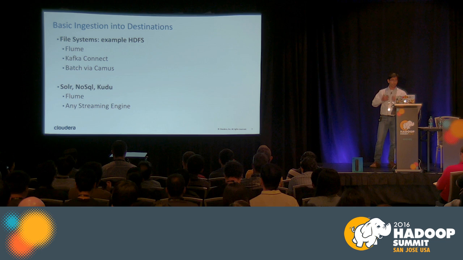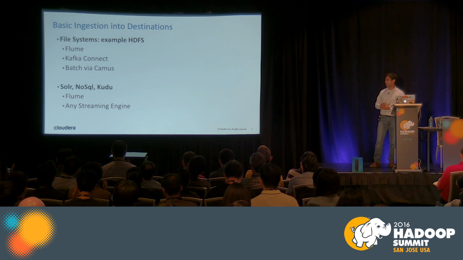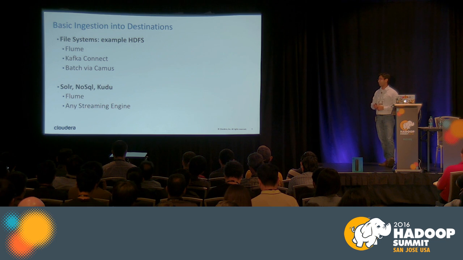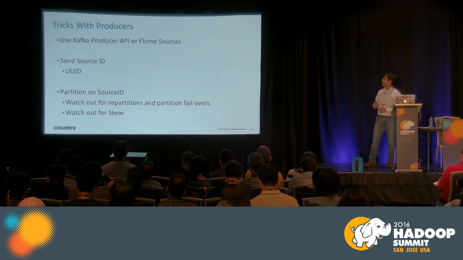Kafka Connect is part of the Kafka ecosystem. It's a newer tool for connecting Kafka with destinations. It works really well for HDFS. And of course, if you're writing to NoSQL stores or Solr or Elasticsearch, a lot of the streaming engines have inbuilt integrations. So that's just basic ingestion, nothing really terribly interesting so far.